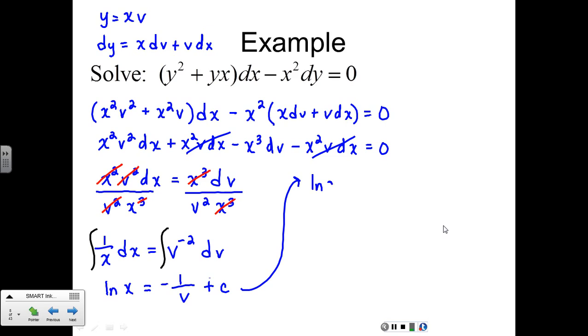Ln of x equals negative 1 over v. Anybody got any suggestions on that? Can we go ahead and make our substitution for v now? What is v equal to? V is equal to y over x. Y'all remember that was one of our first? But 1 over v, what would that be? 1 over something flips it. So that would become x over y. And the negative also would be minus x over y plus c.